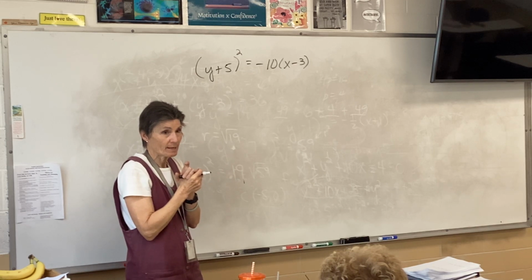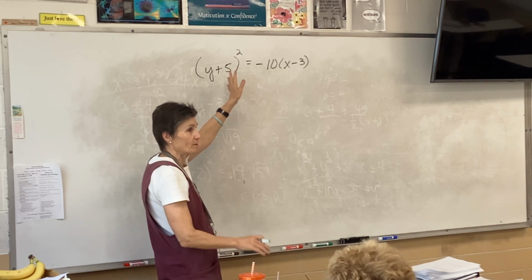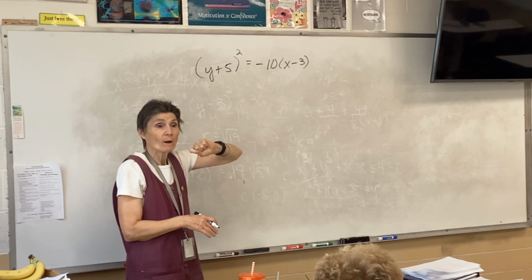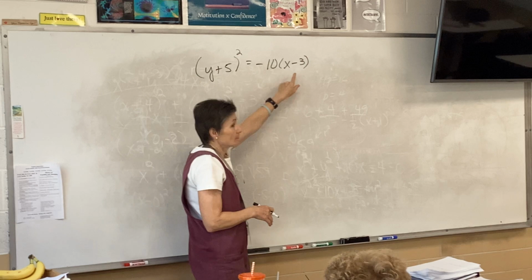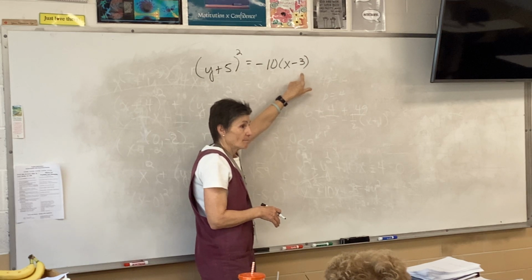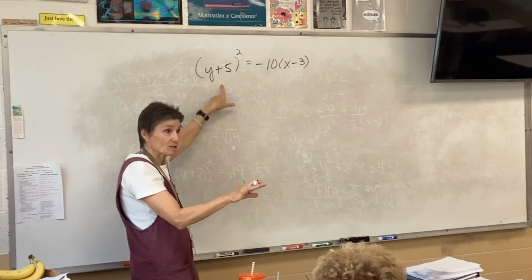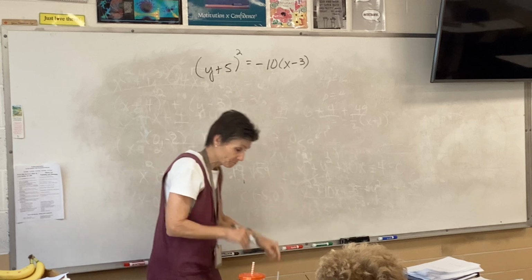Remember that from yesterday? And if this was the problem, this is not the answer to the first question. This is stuff I made up. But if this were the equation, where would the vertex be? 3, -5. Yep, 3, -5. Just like with a circle, only we call it the vertex and not the center.